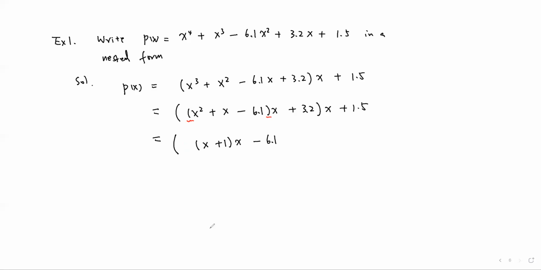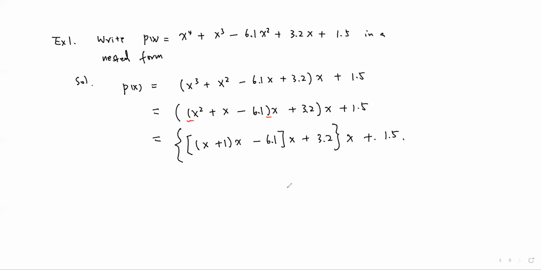How about I use square brackets here, and then 3.2, and here, how about let me use curve brackets, x plus 1.5. Yeah, done. Okay. This is the polynomial in nested form.